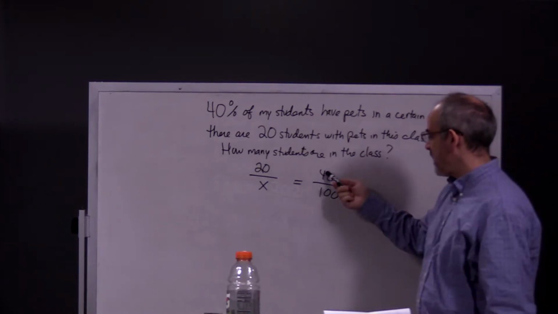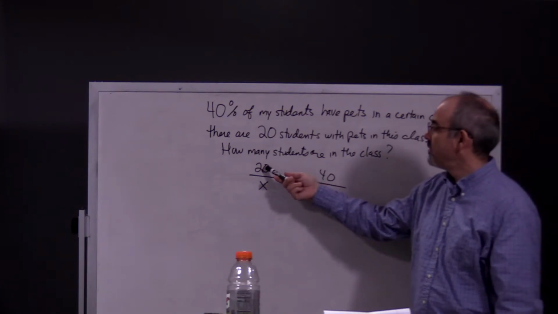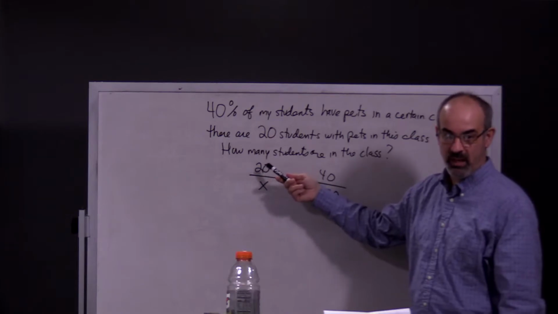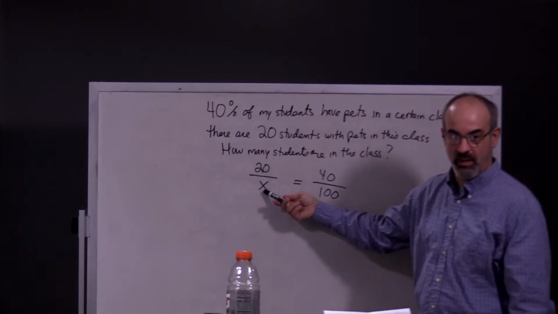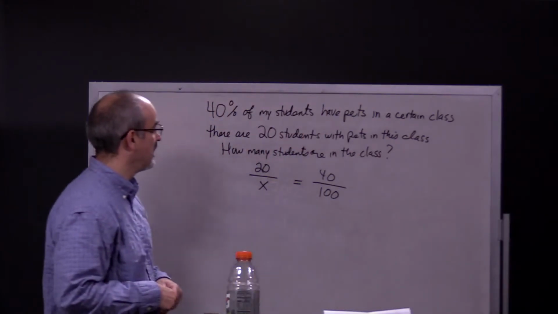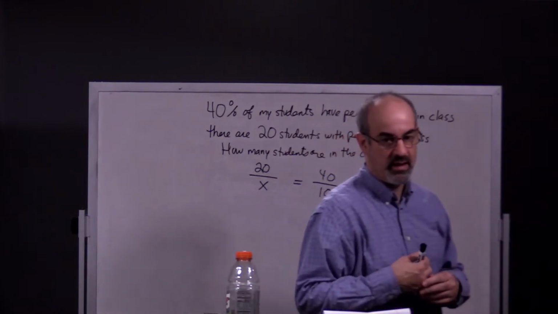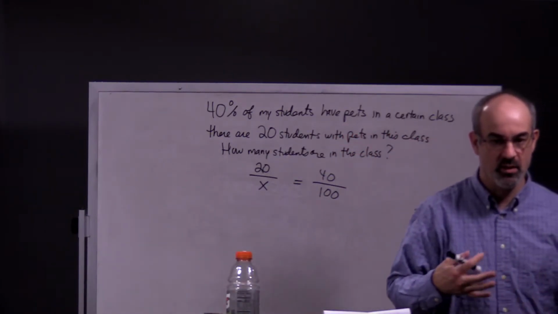So in other words, 40% of the whole have pets. We know that 20 actual people have pets. We want to know what the whole amount of people in the class is. So once again, once you set up the proportion, it's just math after that. The word problem part is knowing how to set it up.